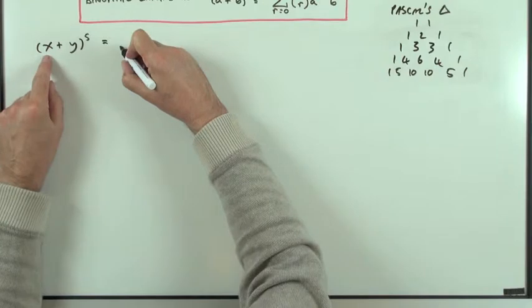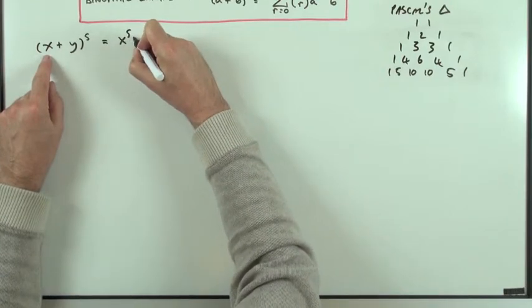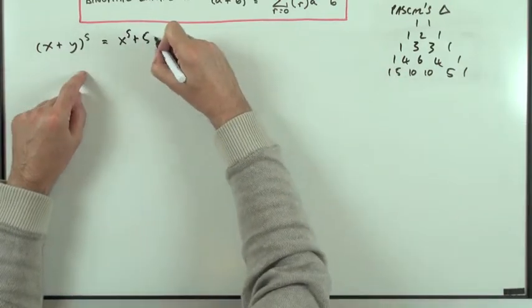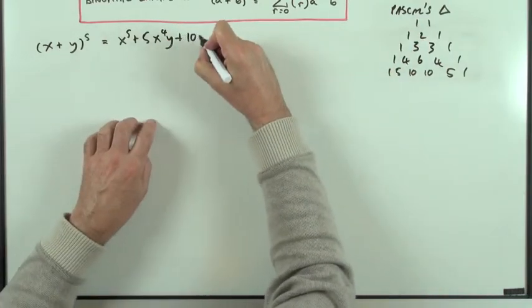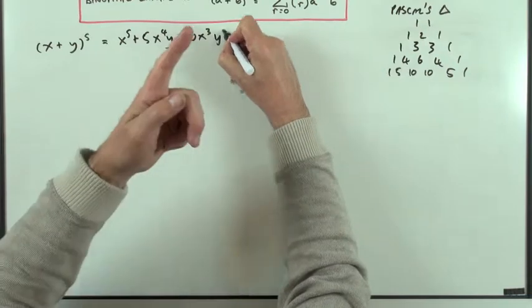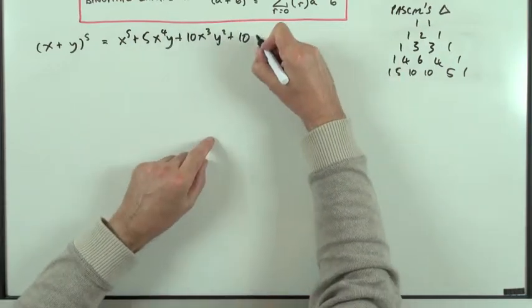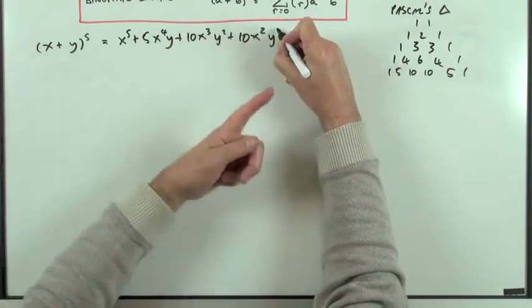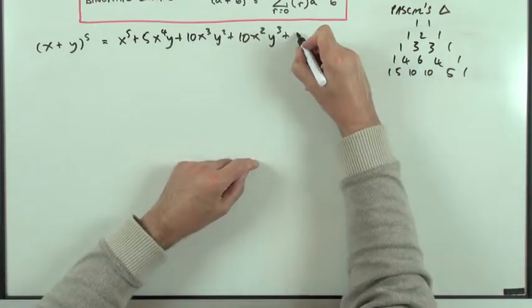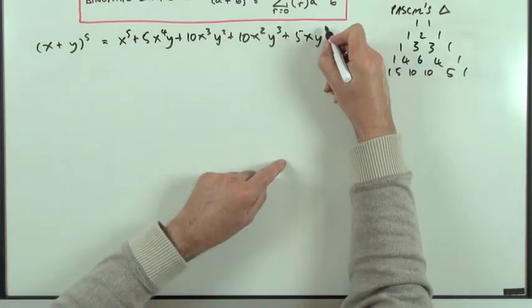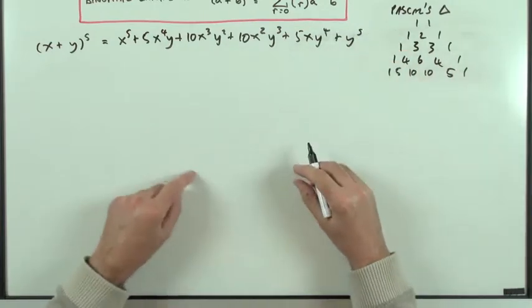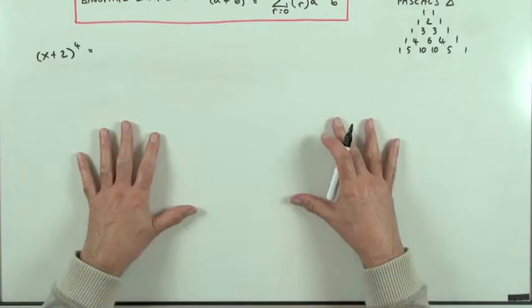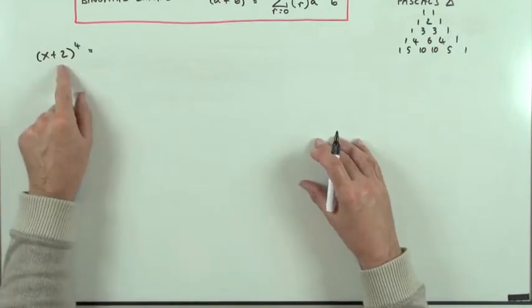And here it goes. Start at the top, x to the 5 plus 5, drop it down to 4, lift it up to 1, next one 10, drop it down to 3, lift it up to 2, next one 10, drop it down to 2, lift it up to 3, next one 5, drop it down to 1, lift it up to 4, and then finally just y to the 5. That's nice and easy.